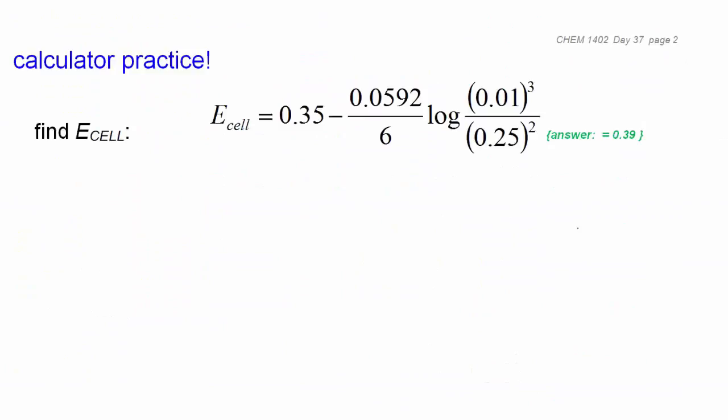Okay, so it's kind of an ugly equation. So let's do some calculator practice. I'm going to do all this in one step because I just prefer it that way. So what I'm going to do is start here and then do the bottom, find what's inside this log first, and then just go one step at a time. So with the calculator all ready to go: 0.01 cubed, shift x cubed, hit equals, divided by 0.25 squared, hit x squared, equals, push log, times 0.0592, make it negative, divide by 6, hit equals, plus 0.35, 0.397, without writing anything down.